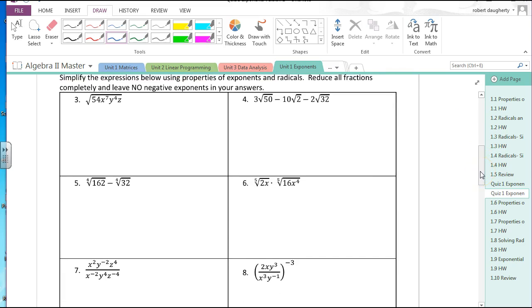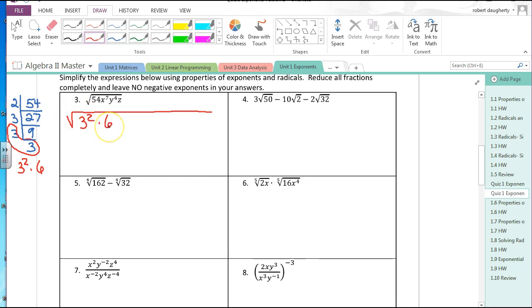Problem number 3, square roots. I cannot take the square root of 54, but can I simplify it? Divide that by 2 and you get a 27. Divide that by 3 and you get a 9. Divide by 3, excuse me, you get a 3. Because it's square roots, do I see anything happening 2 times? Yeah, so this is 3 squared times 6. So I can write this as the square root of 3 squared times 6.